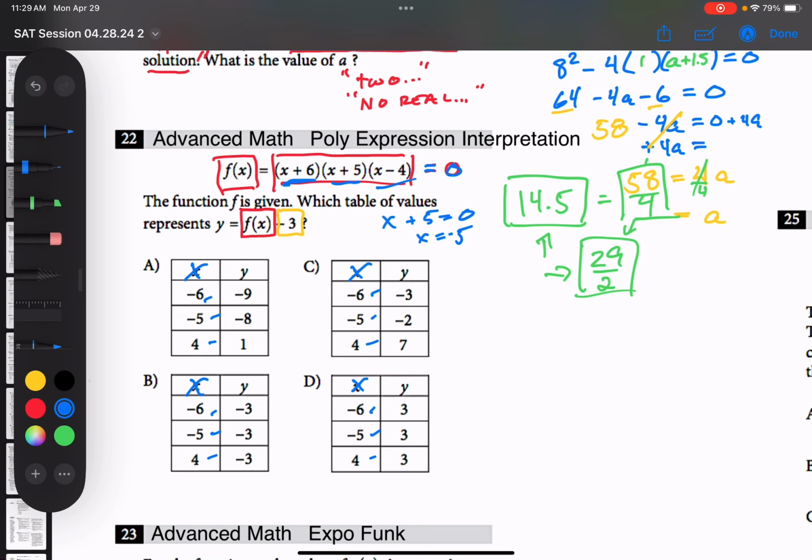Now, here's where students get stuck. They're like, all right, well, I figured out what x would be if I set it to equal 0, but what's up with that negative 3? Your answer is B. Why? If I were to take a negative 6 for x and plug it into the equation, I'm going to get a negative 6 plus 6, which is going to equal a nice fat 0. Now, what does 0 times x plus 5 equal? 0.